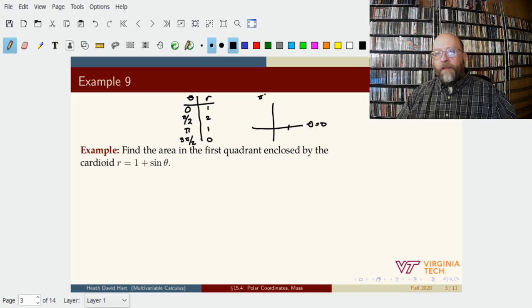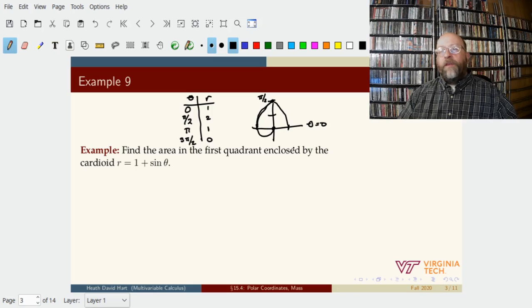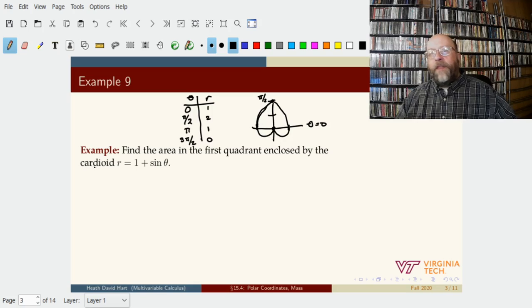When theta is pi over 2, the radius is 2, so we go further away from the origin up here. When theta is pi, the radius is 1 again, and so the radius comes back in towards the origin. And then at 3 pi over 2, the radius is 0. And so in the downwards direction, there is no radius. And so we come into this 0 and then come back out. And we get what's sort of an upside down heart shape, and that's where the name cardioid comes from.